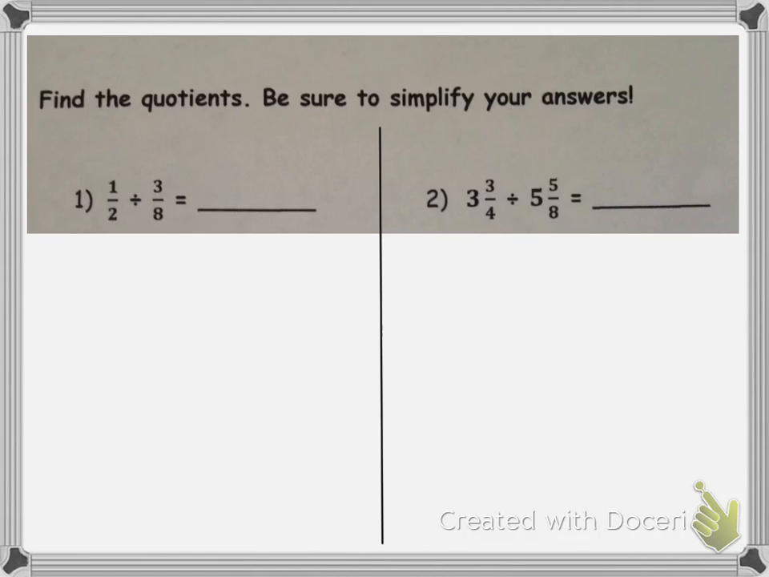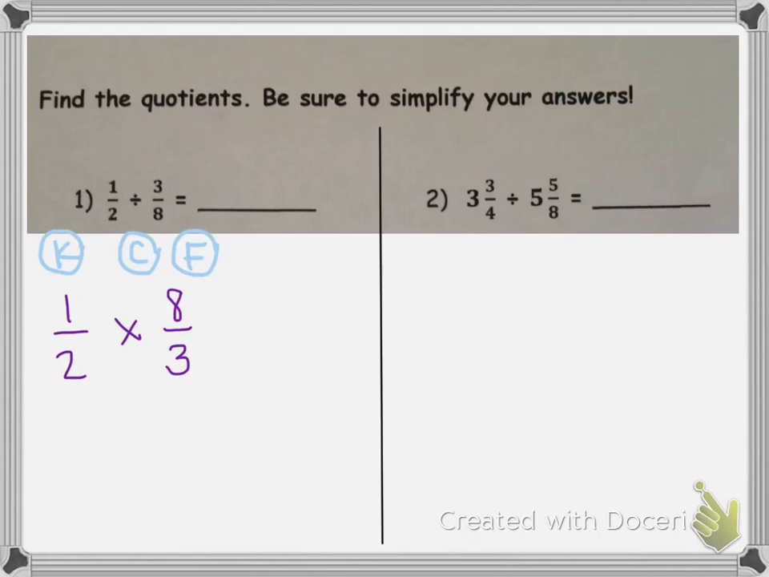Our first problem is 1/2 divided by 3/8. To do this problem, we need to remember our steps, K, C, and F. Keep, change, and flip. So I want to remember my 3 steps. Keep, change, and flip. All right? So I'm going to keep my first fraction the same, 1/2. I'm going to change the division sign to a multiplication sign, and I am going to flip 3/8 so that I am multiplying by the reciprocal.